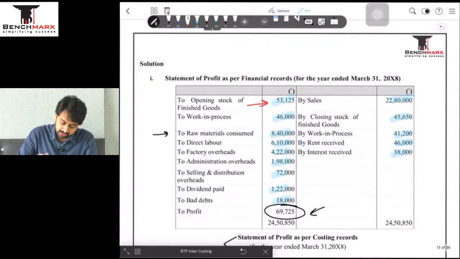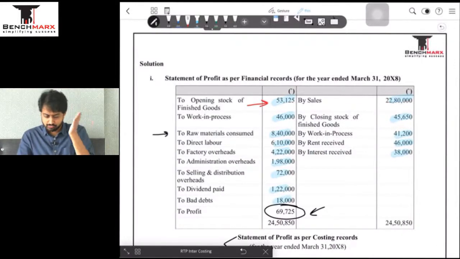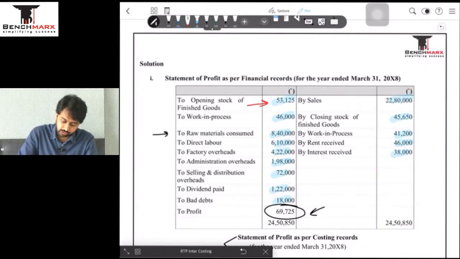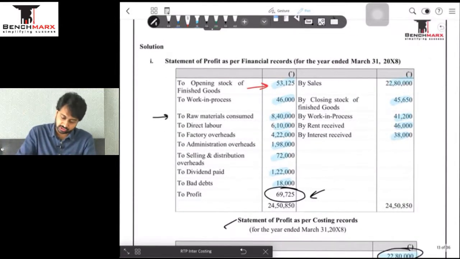Then work in progress. I think WIP was 46,000 here also, 46,000 there also, so no difference. So we can move ahead on work in progress. 840 is also the same here, 840 is the same there, no reconciliation. Labor is the same here, labor is the same there, no reconciliation.